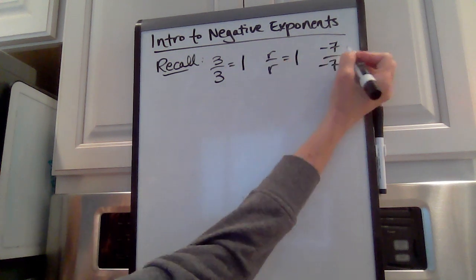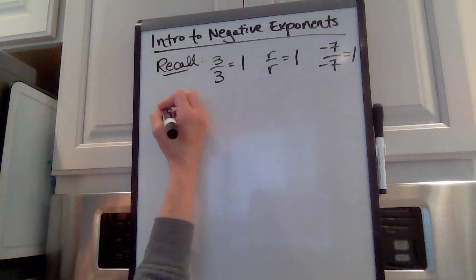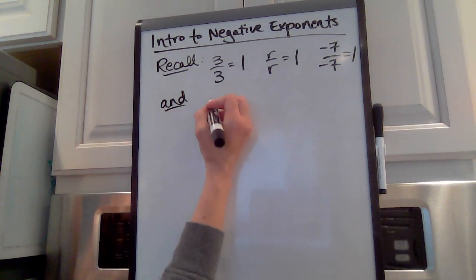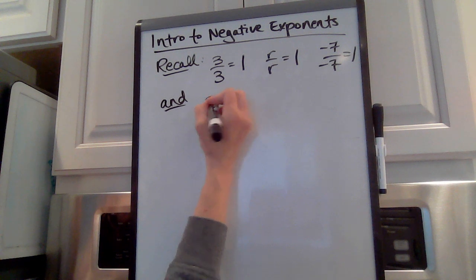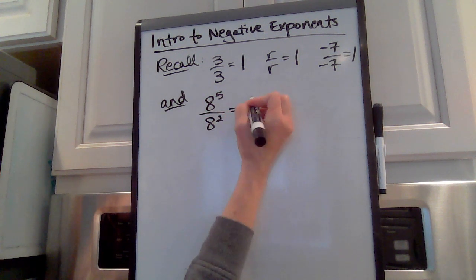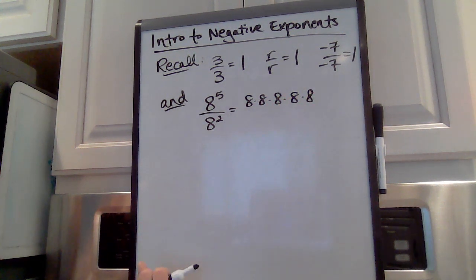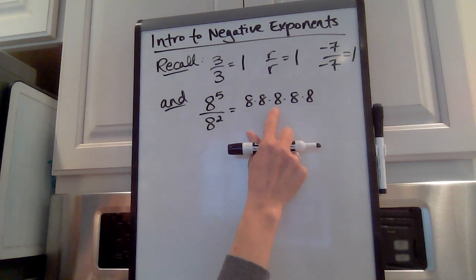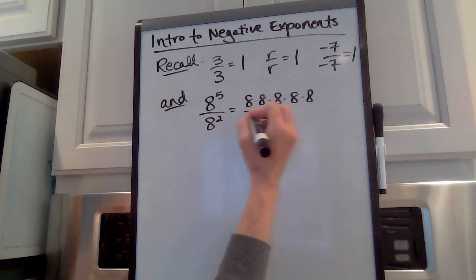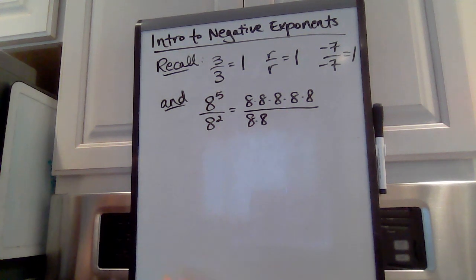And that's the foundation for our dividing with exponents, and it also leads us into our negative exponents. The other thing you want to remember about dividing with exponents is if we have something like 8 to the 5th over 8 to the 2nd, we could write it out the long way, 8 to the 5th becoming 8 times 8 times 8 times 8 times 8. And in the denominator, we have 8 being multiplied by itself twice.